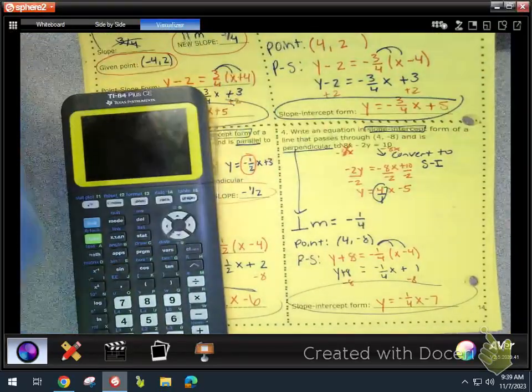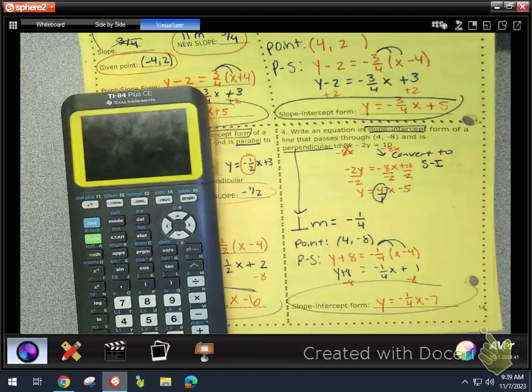I'm going to walk you through the process because this is how it's going to look on your test. It's going to be a problem and an answer blank, and it takes some space to get there. Number 4, you want your final answer in slope-intercept form.